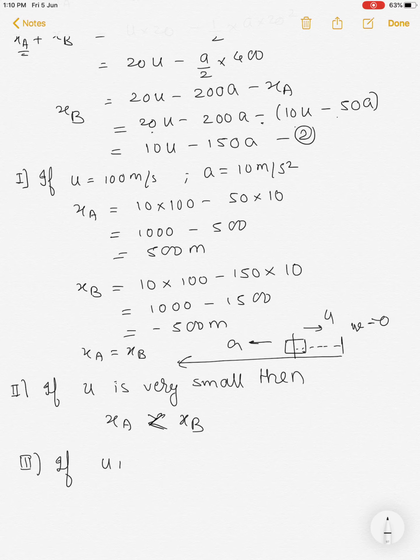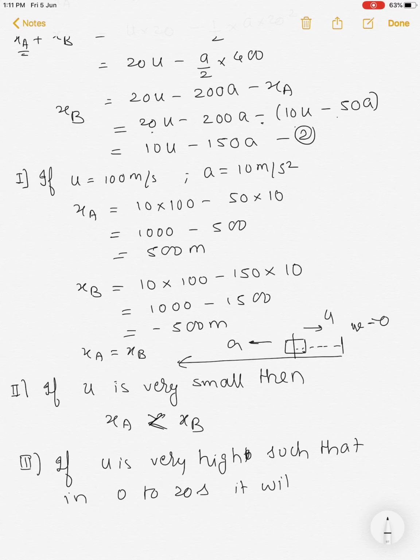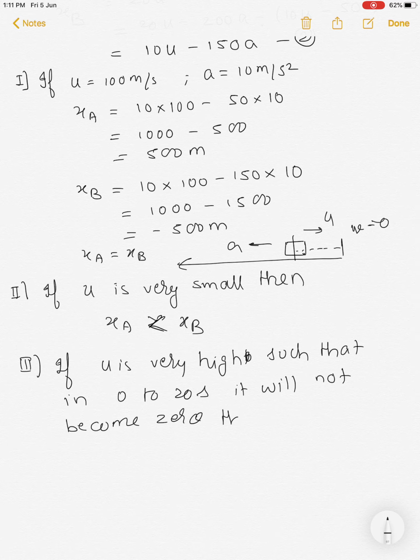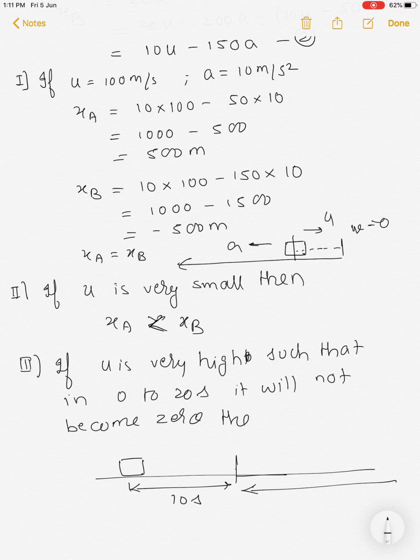While in the third case, if u is very high such that in 0 to 20 seconds it will not become 0, then it is obvious that in the first 10 seconds the object will travel more distance as compared to the next 10 seconds, because the speed goes on decreasing. So in that case xa will be more than xb.